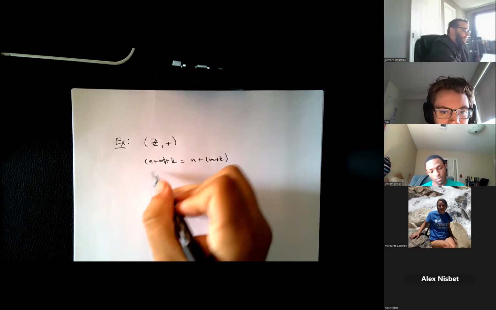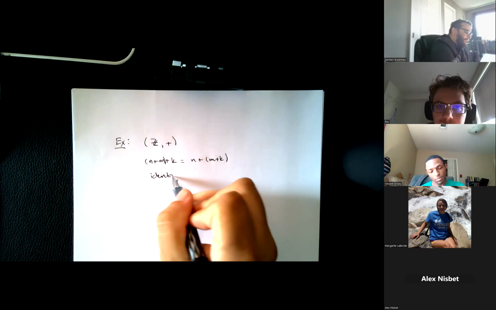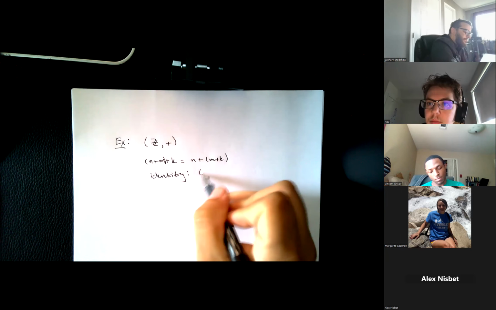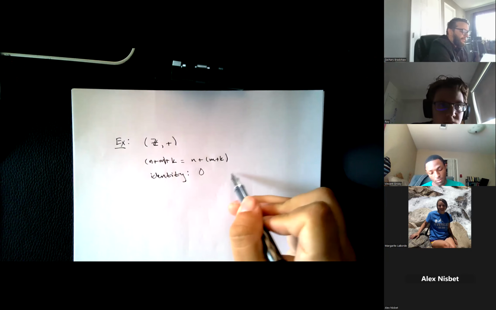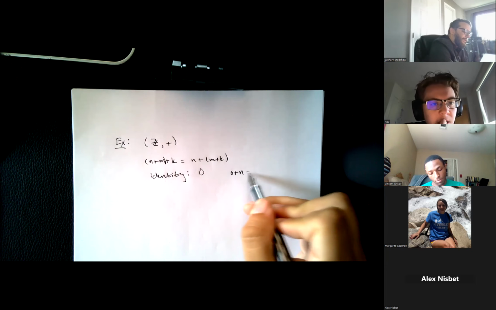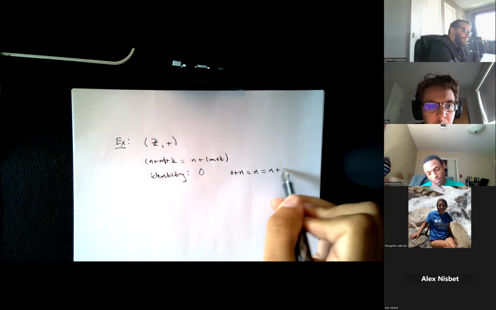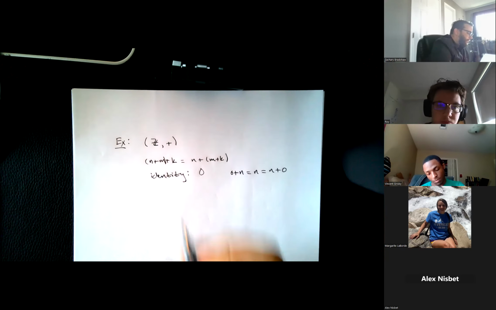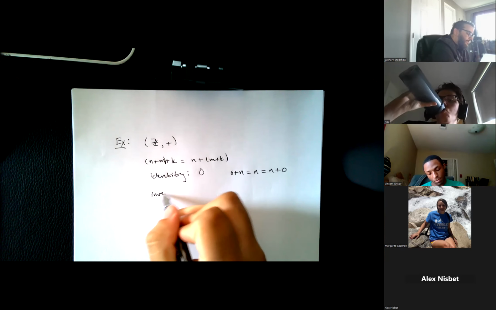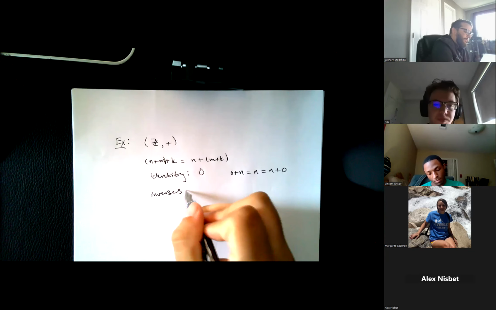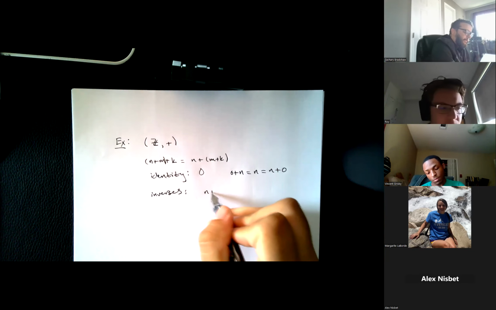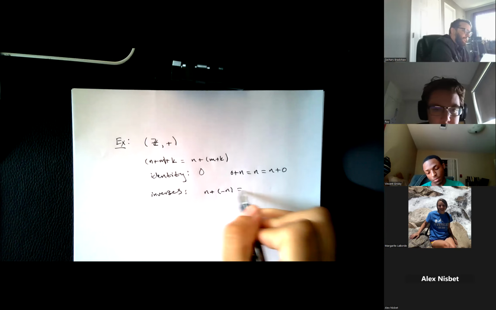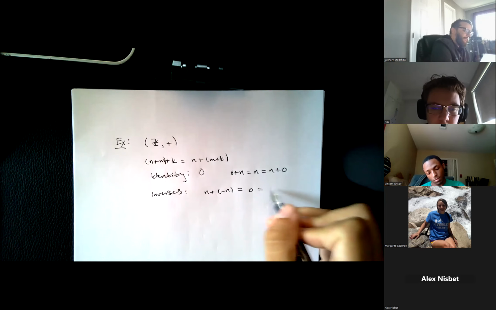It has an identity element. The identity is 0. Right? Why is that the identity? Because 0 plus n is n, which is n plus 0. And it has an inverse. Inverses always exist. So given an n, the inverse is minus n. Right? That takes us to the identity element.